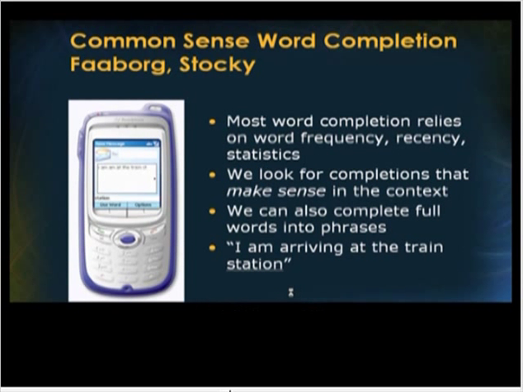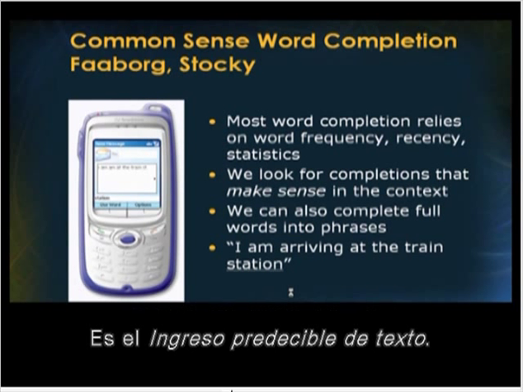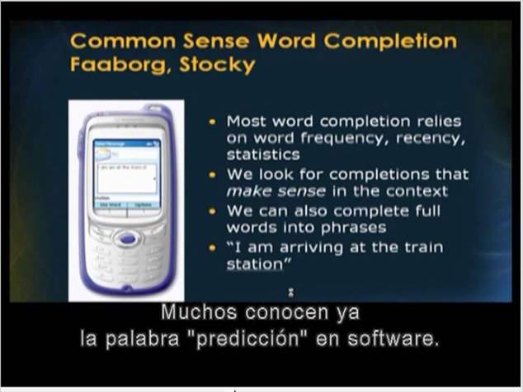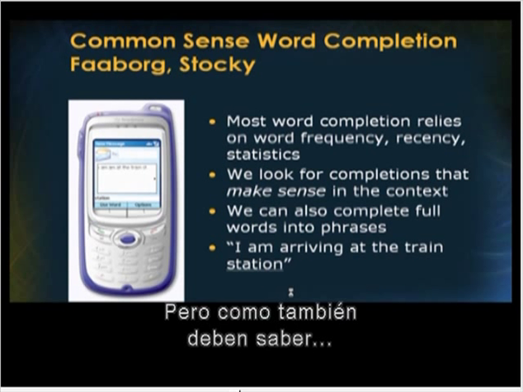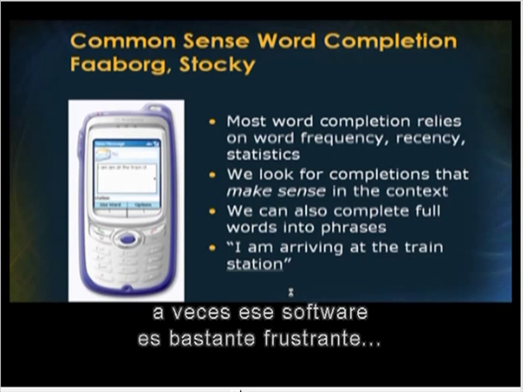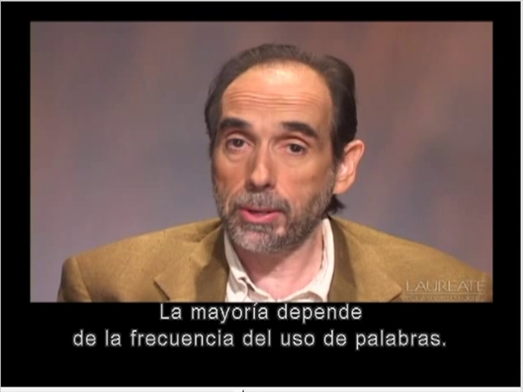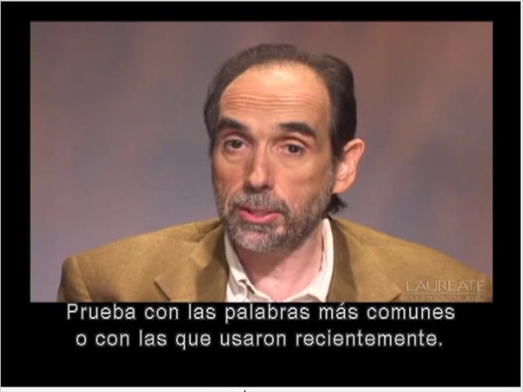Now I want to show you a very, very simple application, but it's very useful: predictive text entry. Again, on cell phones, it's very difficult to type. Many of you are familiar with word prediction software. As you're typing, it tries to figure out what word you'd like to type next, and then it tries to complete it for you. But as you also probably know, some of those pieces of software are quite frustrating because they make a wrong guess. Most of that is relying on the frequency of words, so it tries the most common words in English or the words that you've most recently typed.